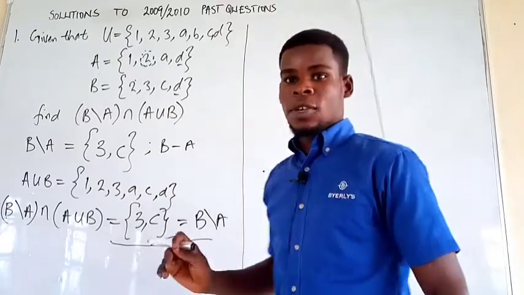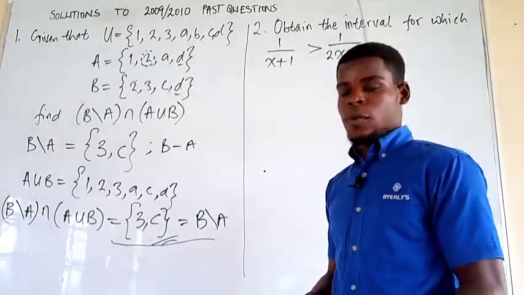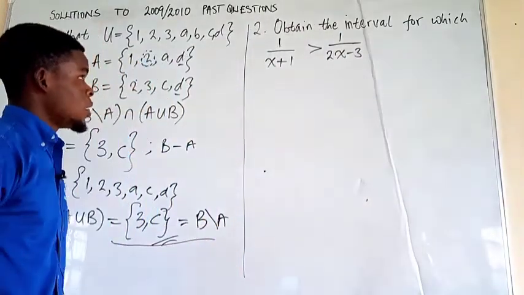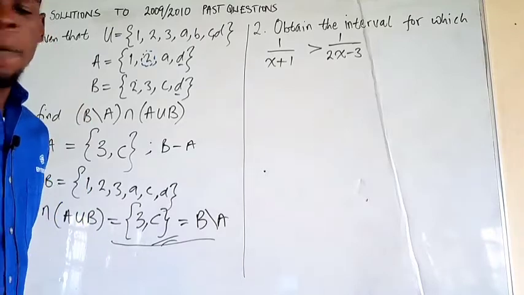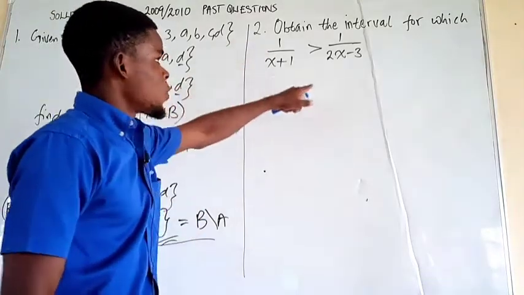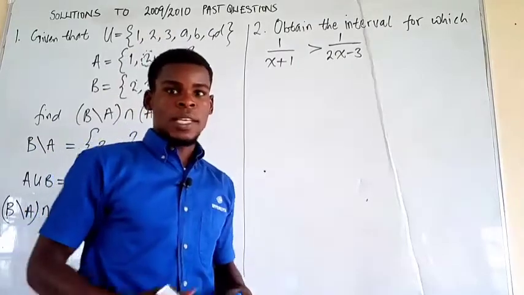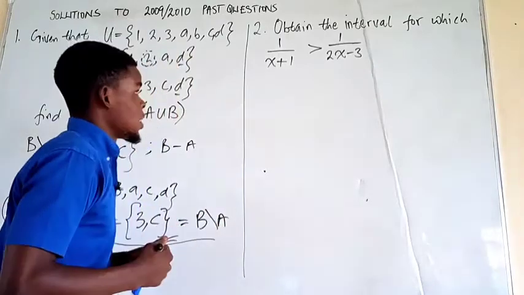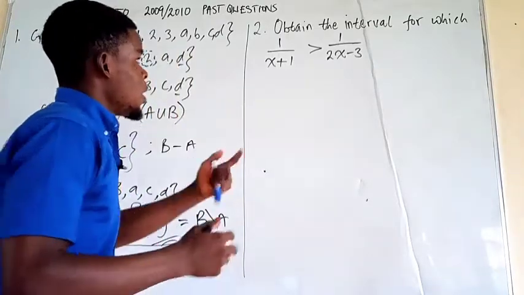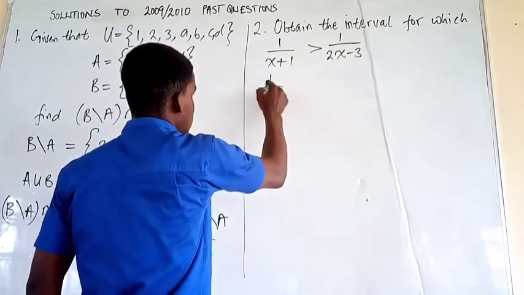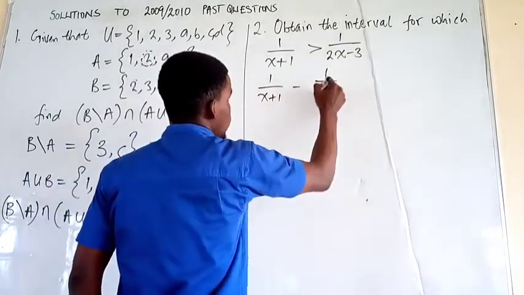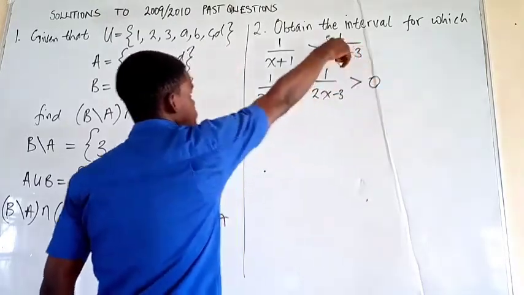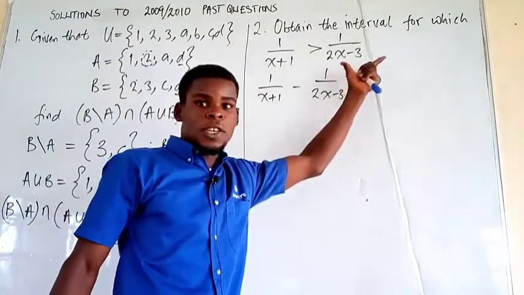Let me just put down the second question quickly. So we go ahead with the second question. We have to obtain the interval for which this inequality will be satisfied: 1 over x plus 1 should be greater than 1 over 2x minus 3. Obtain the interval of x for which this is satisfied. Let me start like this: 1 over x plus 1, then minus 1 over 2x minus 3, greater than 0.